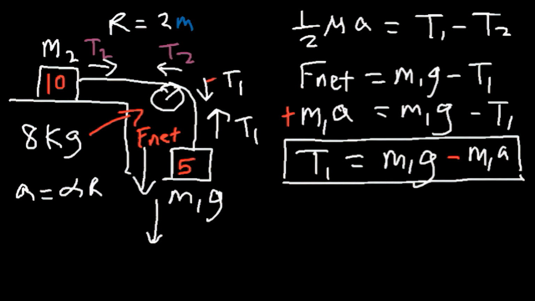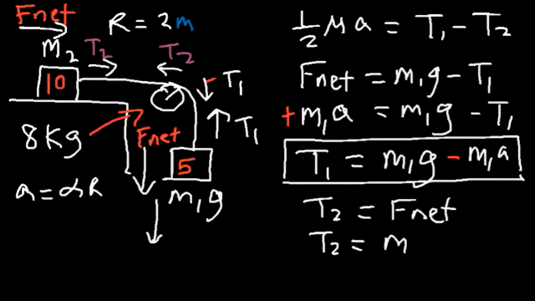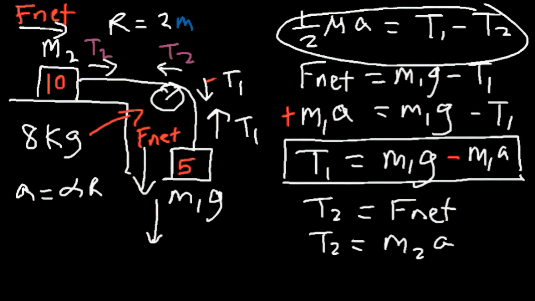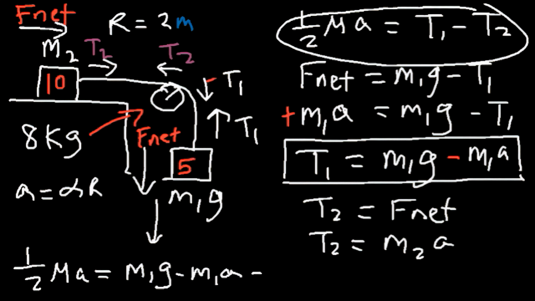Now, for block 2, there's only one force acting in the horizontal direction, and that's the tension force T2. So therefore, T2 is the net force, since that's the only force acting on block 2. So T2 equals net force, and the net force on block 2 is simply the mass of block 2 times the acceleration, according to Newton's second law. So now let's plug everything into this equation. So we know that 1/2 ma is equal to T1, which is m1g minus m1a, and then minus T2, or minus m2a.